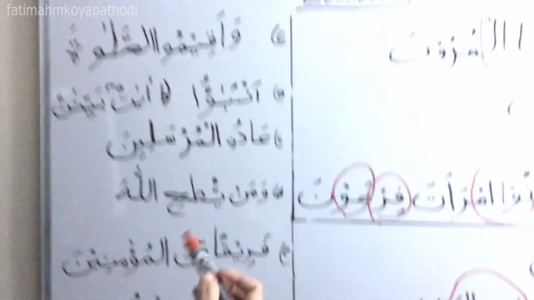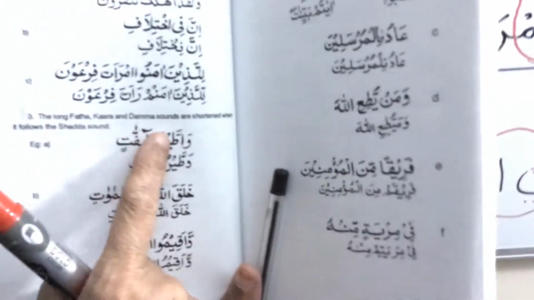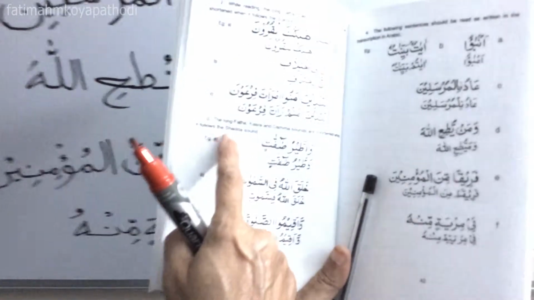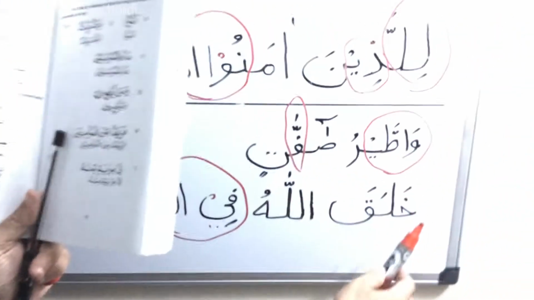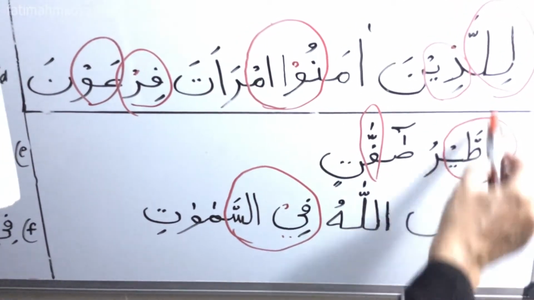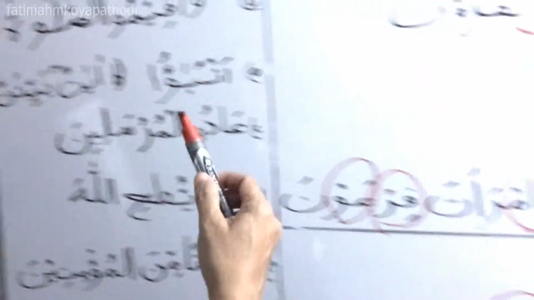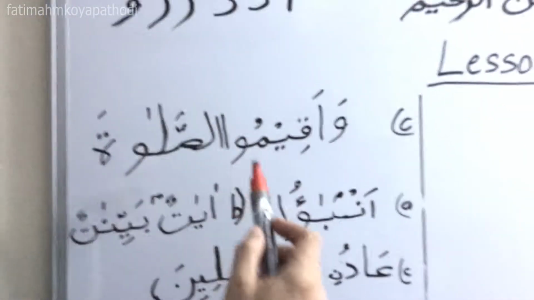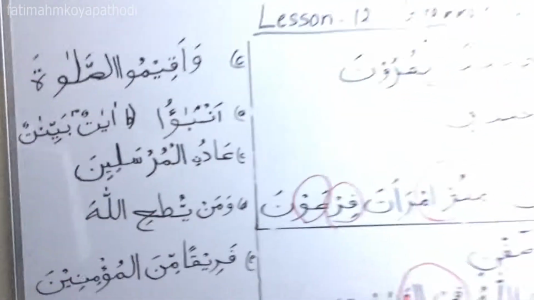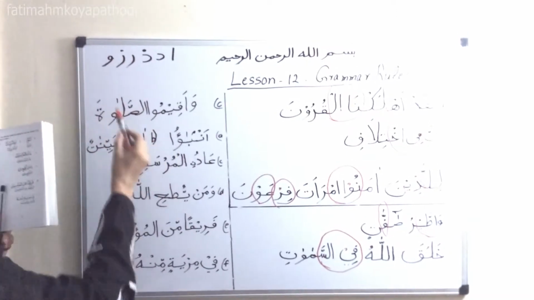We come to the next here. Now here I'm going to read it again. The long fatha, kasra and dhamma sounds are shortened when they follow the shadda sound. That's what I explained now. Here you have the long fatha, kasra, here kasra, long fatha here, long kasra. See, this is the long fatha, wa. Here's the long kasra, fi. And here is the long dhamma. I'm coming to the long dhamma here. Okay, here dhamma is a long dhamma, and these are all shortened because they follow the shadda sound. You have a shadda following it.